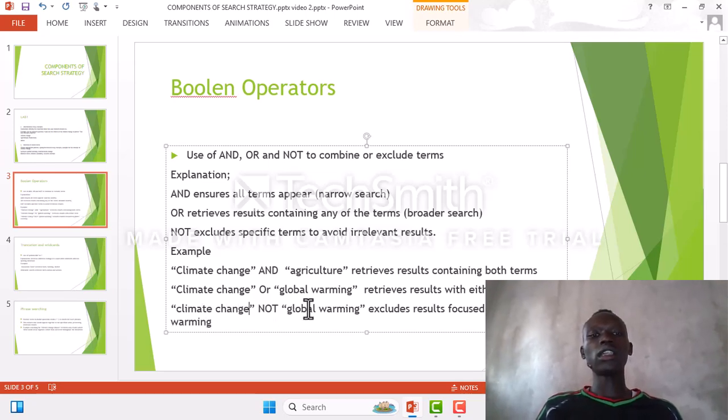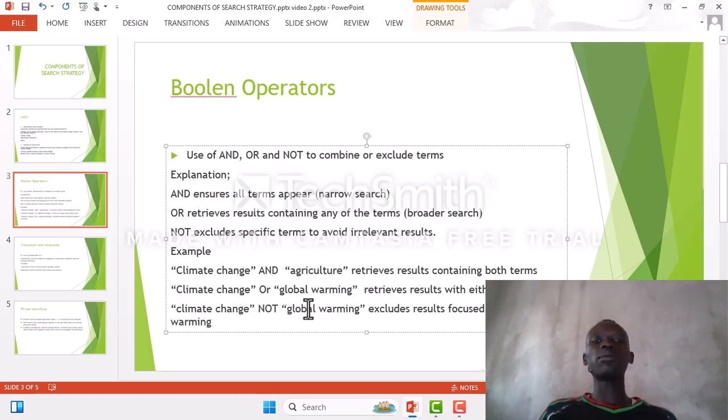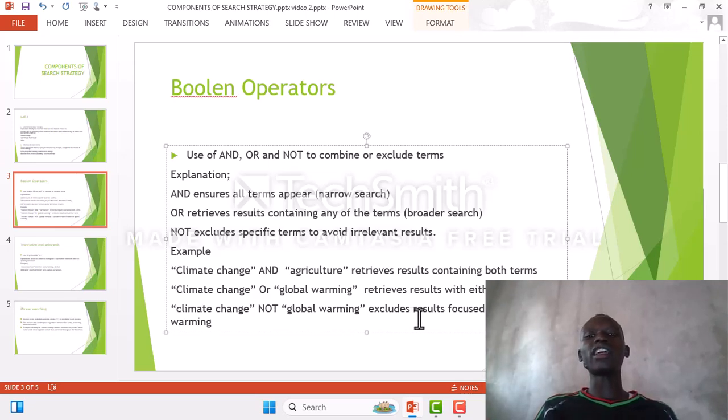Sorry for that. Climate change, not global warming. That means the exclude results focus on global warming. If it's global warming, not climate change, then it will exclude climate change. Okay? So that is basically Boolean operators, how you can use them.